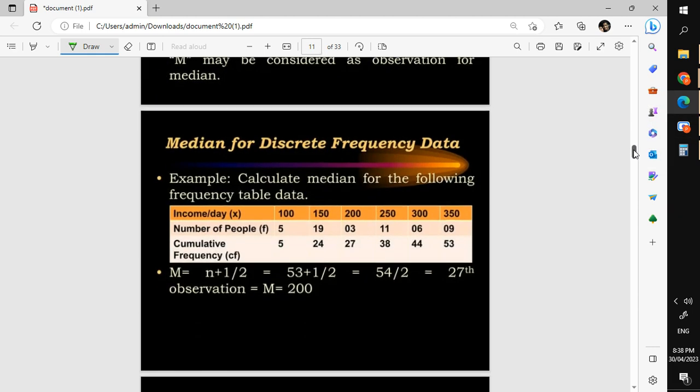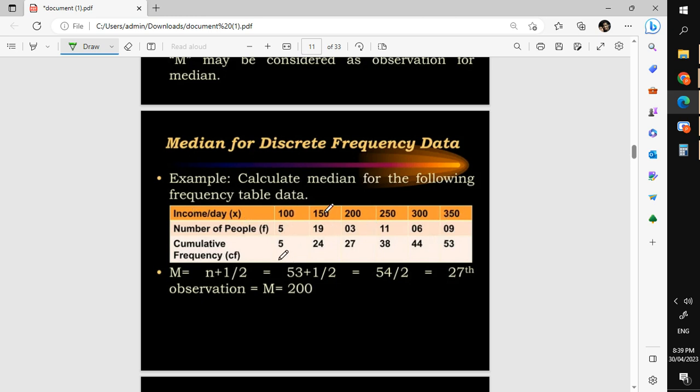Okay, let's have here an example. Calculate the median for the following frequency data or table. First row, this is the income per day of the people. Second row, it's the total frequency, the frequency. And then third row, it's the cumulative frequency. So when you try to read this one, 5 people has an income of 100 pesos per day. Let's say it's in pesos. 19 people has an income of 150 pesos per day. 3 people has an income of 200 pesos per day, and so on.